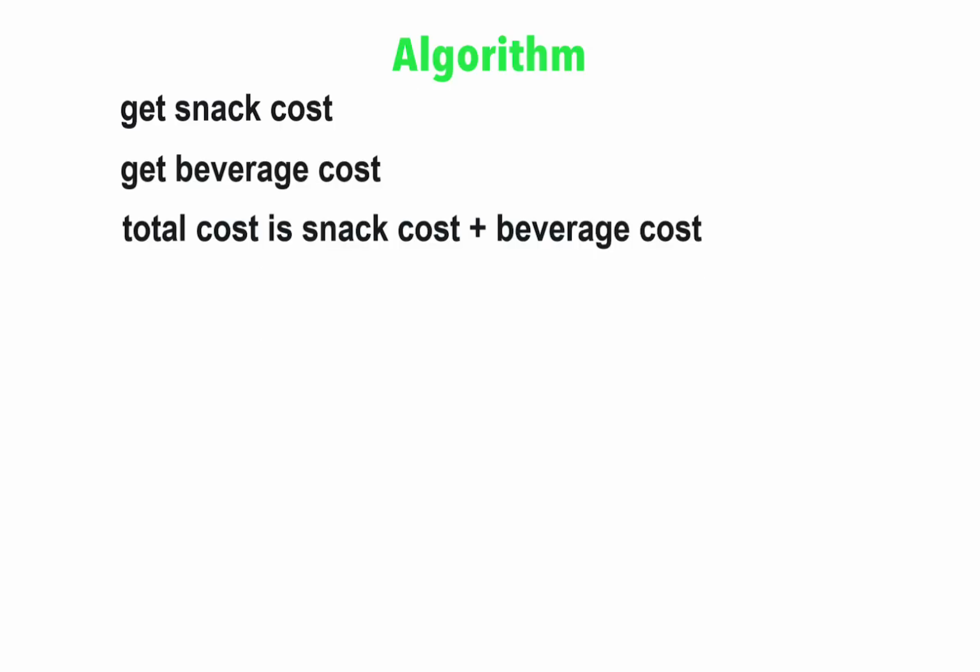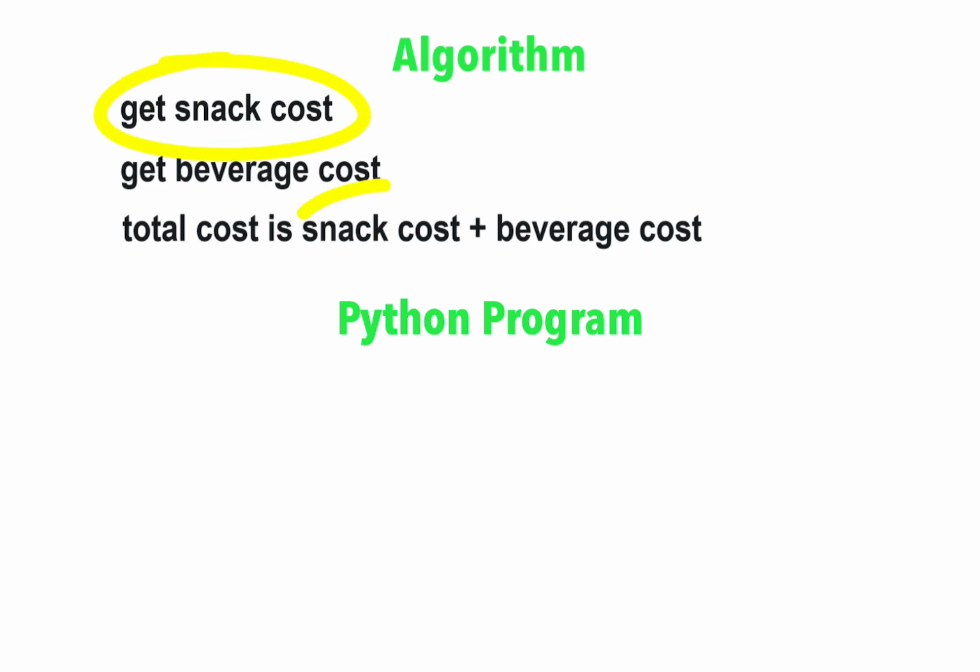Okay, let's get started writing and running a Python program from the algorithm to calculate party costs. As the default, program statements are executed in order. So we want to be sure that a variable has been assigned a value before we use its value in a statement. Let's start by creating the variables to hold the snack and beverage costs.